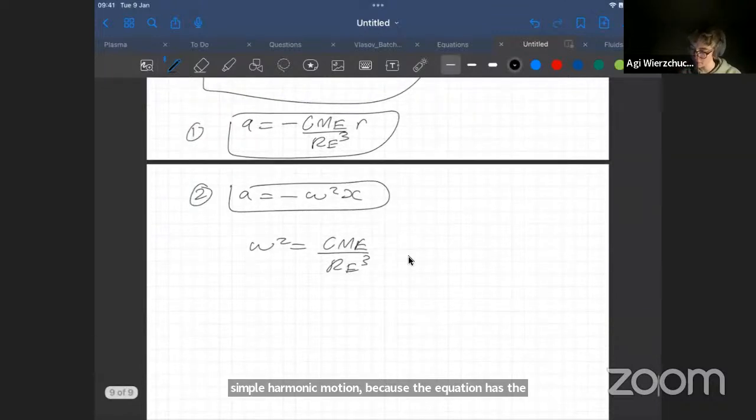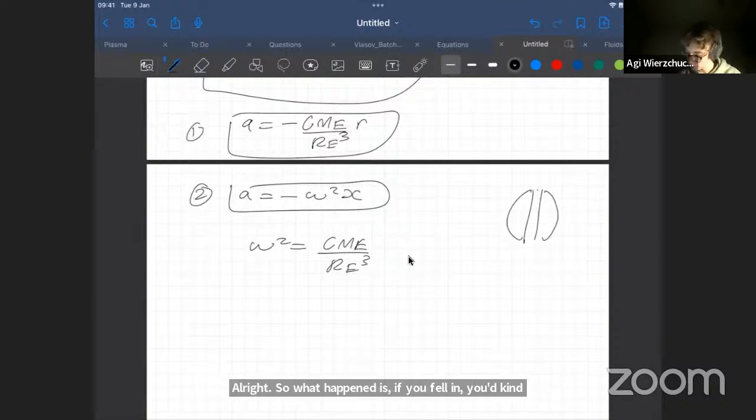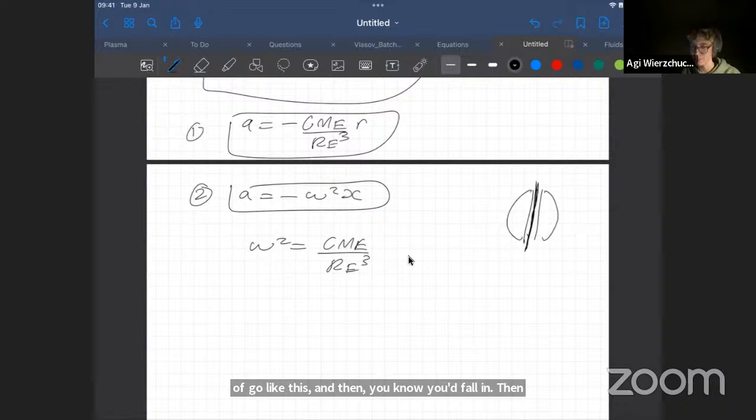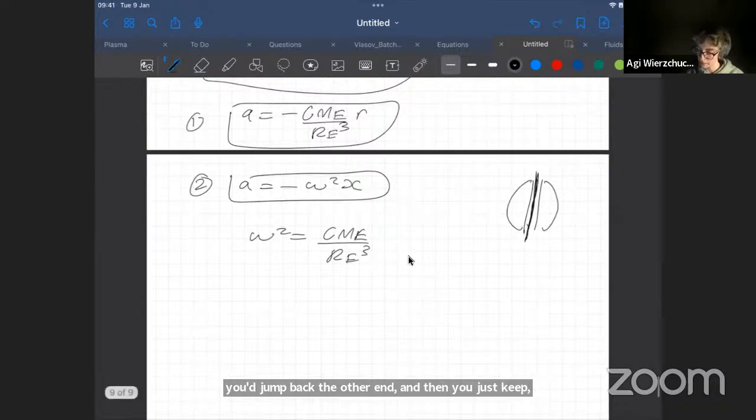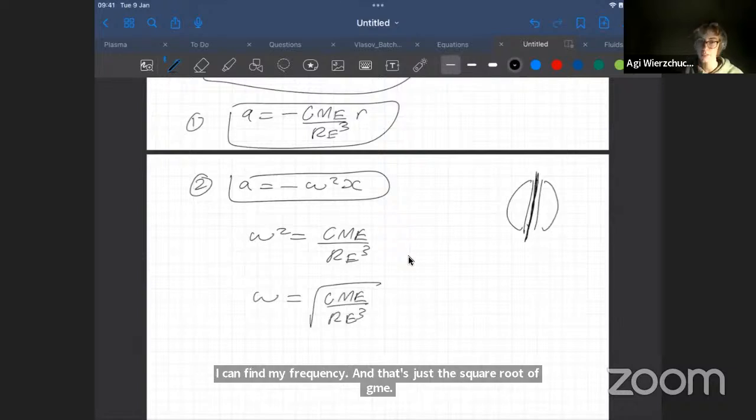All right. So what would happen is if you fell in, you'd go like this, then you'd fall in, then you'd jump back to the other end, and then you just keep oscillating until you decided to jump out. So I can find my frequency, and that's just the square root of GME over RE cubed. So now we've described the motion of the Earth.